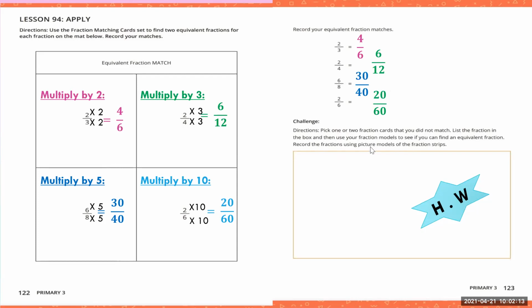The challenge part here, I'll give you 2 fractions and I want you to find equivalent for them. You can multiply by any number you want. Just multiply up and down with the same number. You can multiply by 2 or 3 or 4 or 5, any number you want, okay? This will be homework for you.